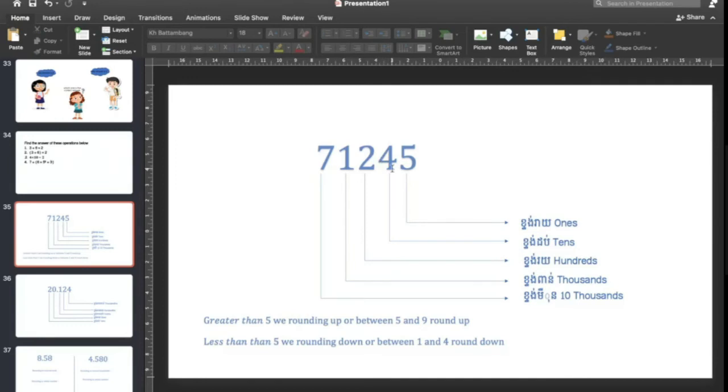So if the question asks to round to the nearest 10, our tens digit is number 4. To round, we look at the ones digit, which is number 5. Number 5 is between 5 and 9, so we round up, right? Round up. So what is the answer for this one? 71,250.